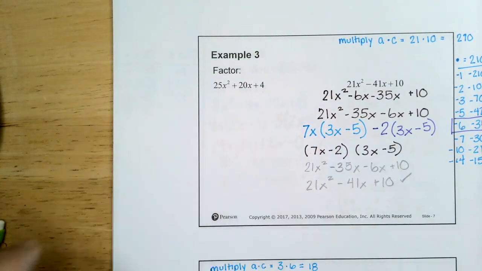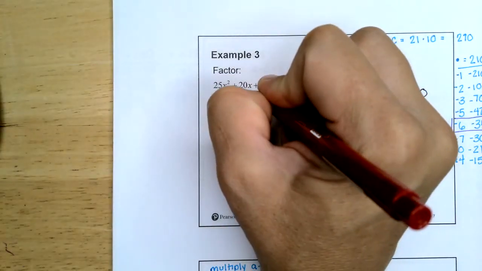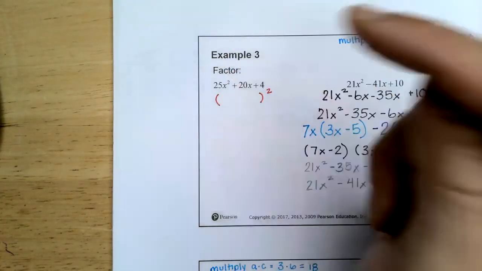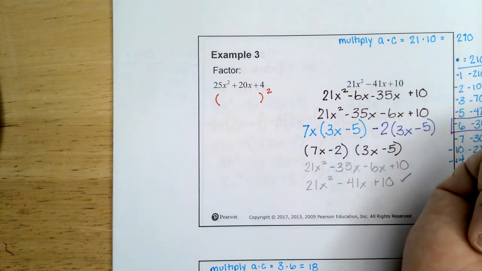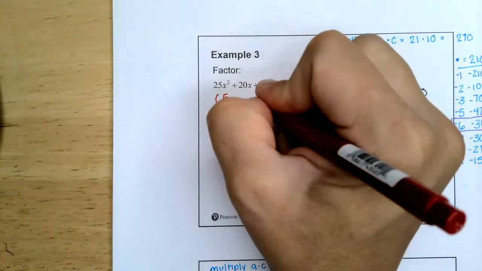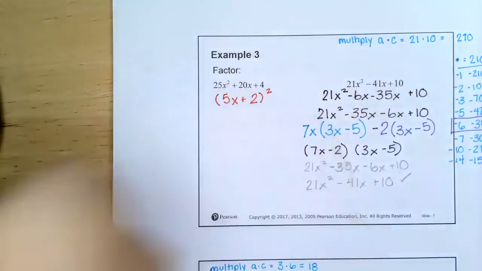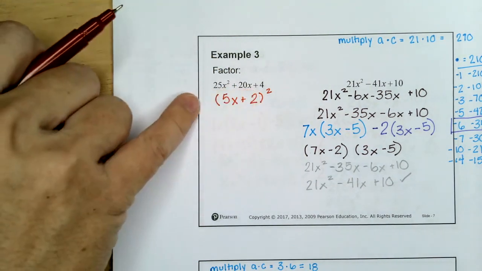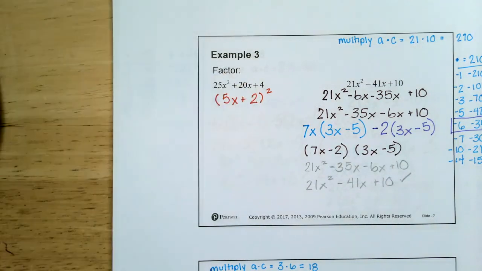I said skip this one. These are two perfect squares. So I said to skip it. So if they're two perfect squares, there's a different way to do it, where you can just get an answer like this. So what's the square root of 25x squared? It's 5x. What's the square root of 4? It's 2. Because they were both perfect squares and they had the right number in the middle, it worked out to 5x plus 2 times 5x plus 2.